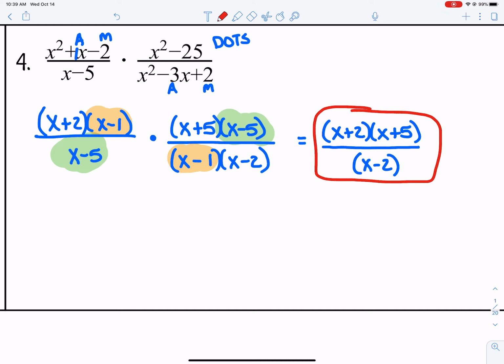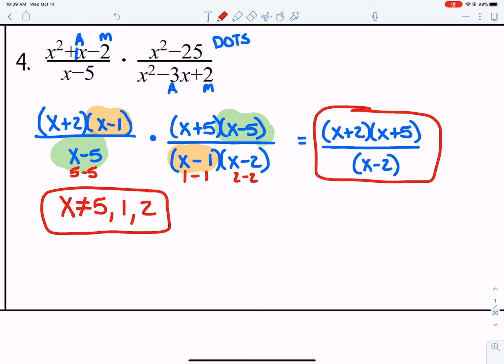And then x cannot equal any value of the variable that would make this denominator equal to 0. So because 5 minus 5 would equal 0, x cannot equal 5. And then 1 minus 1 would equal 0, so x cannot equal 1. And 2 minus 2 would equal 0, so x cannot equal 2.